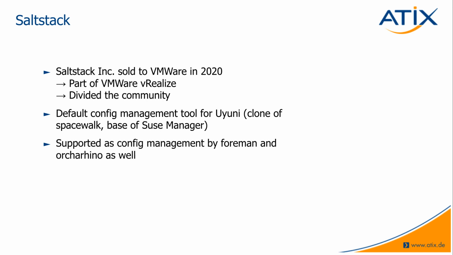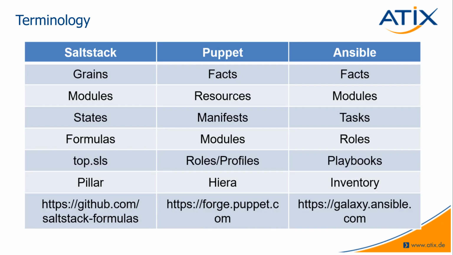And to see how integral a part SaltStack is to Uyuni, what does Uyuni mean? Actually, Uyuni is the name of the world's largest salt flat situated in Bolivia. So you see that salt actually is very important there. But there are also different projects, for example, the Foreman, which is another project than the Spacewalk, but basically has the same idea to do the lifecycle management. And Ocarino is the product from us, one downstream project from Foreman, and there SaltStack is supported as config management tool as well.